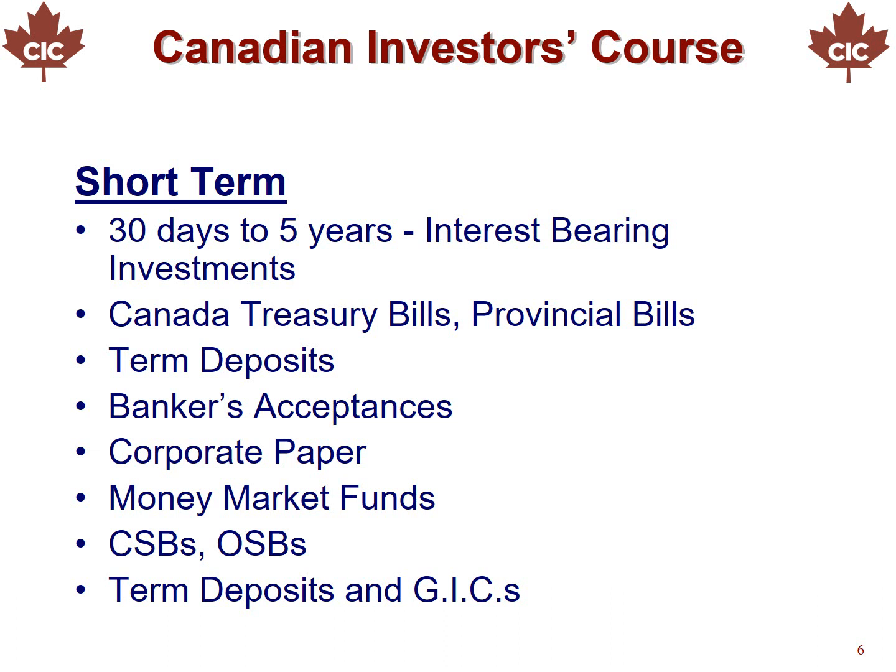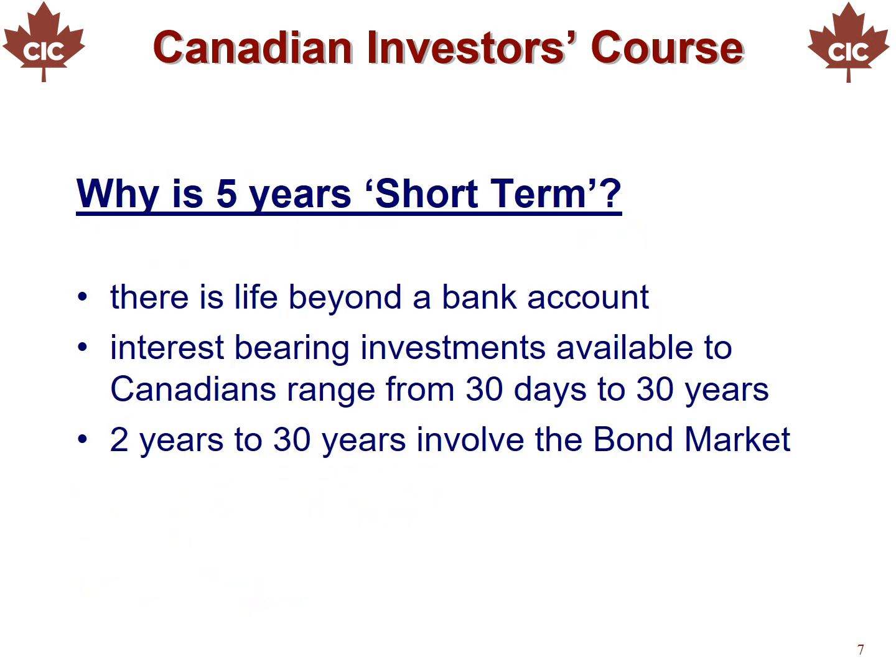Interest-bearing investments such as Canada T-bills, provincial bills, term deposits, bankers' acceptance, corporate paper, money market instruments, Canada savings bonds and Ontario savings bonds and other provincial savings bonds, term deposits, and GICs. Why is 5 years short term? Well, there's life beyond a bank account. Interest-bearing investments are available to Canadians in a range from 30 days to 30 years.